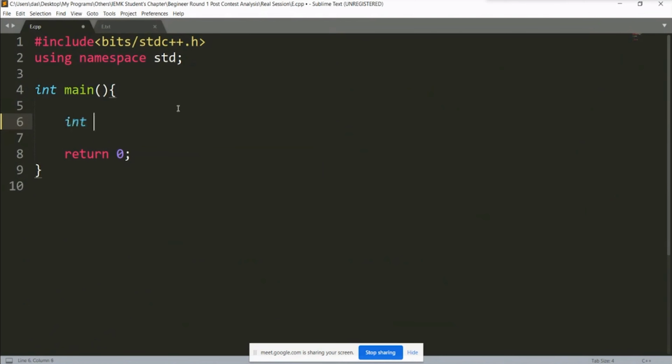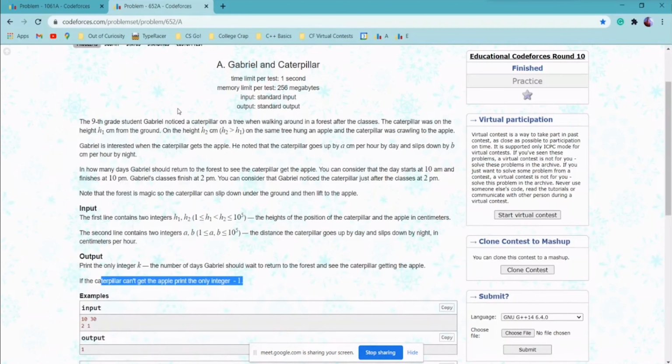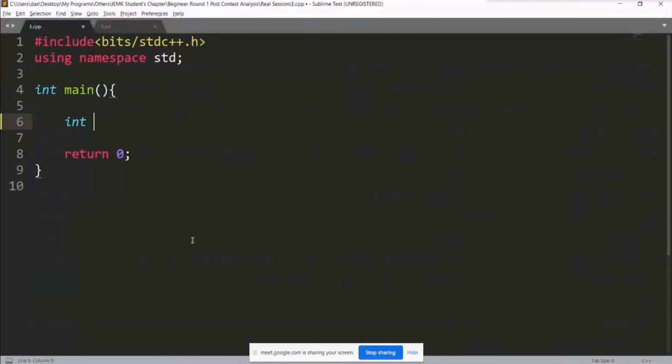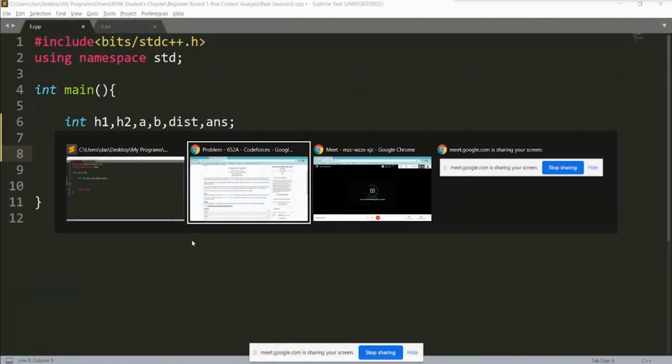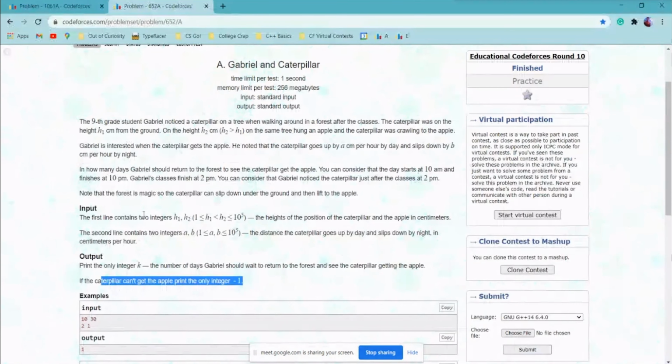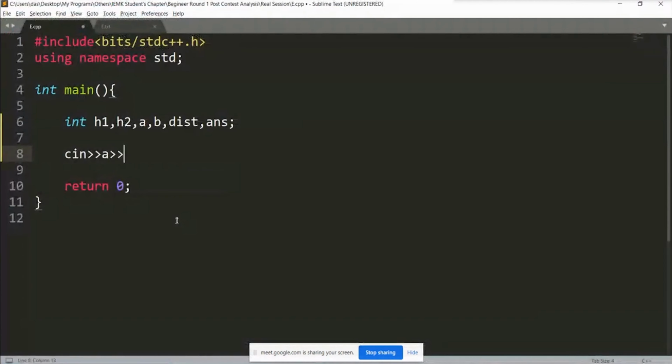All right. Then let's have a look at the question. We have H1, H2, A, B. So this is the initial height, this is the final height, and it rises by A unit, falls by B unit, the distance, and we will have the final answer. Then it tells us to input the two heights.